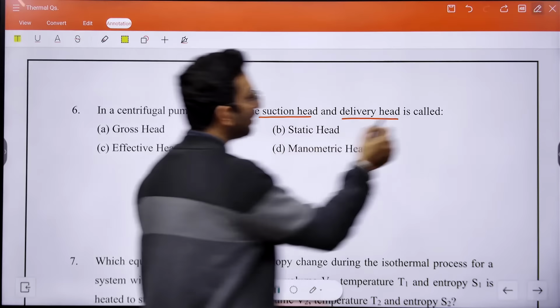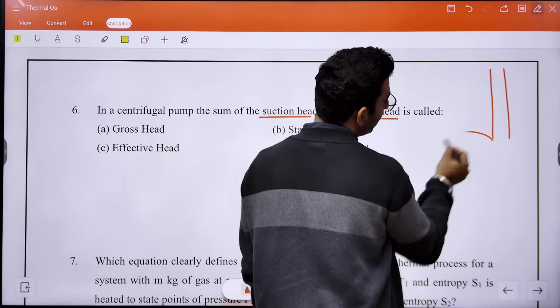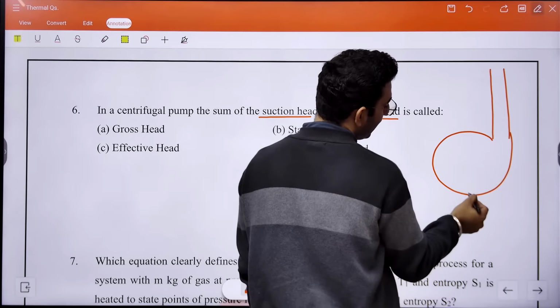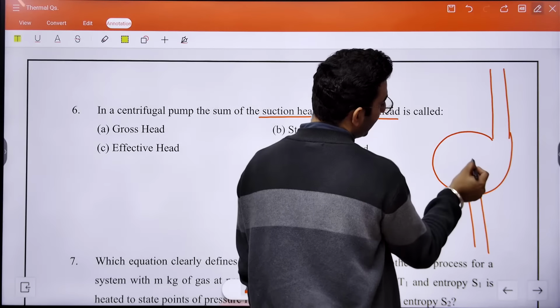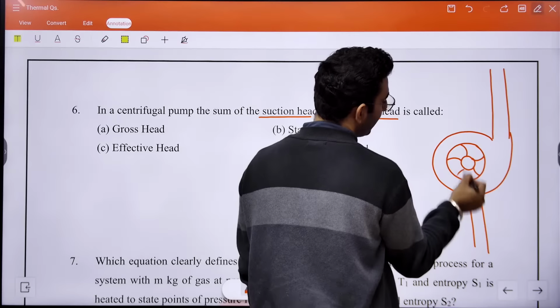Actually, if you just see the simple pump here, we have a delivery pipe. Here we have a casing, let us suppose, and here we have a suction pipe. Okay, and here we have an impeller. Over it, we have blades here, like in this case.